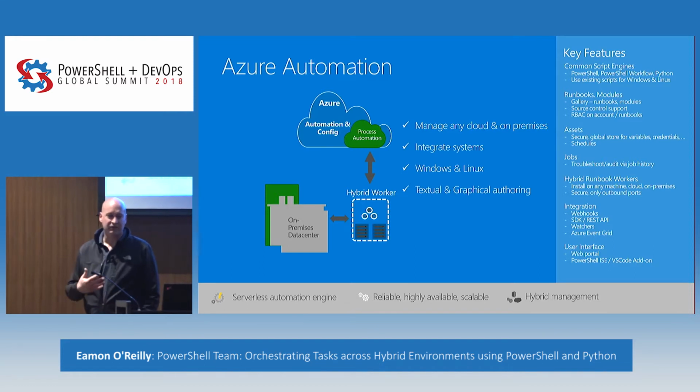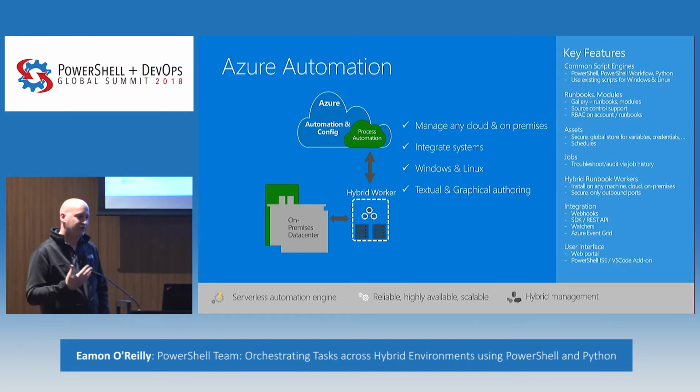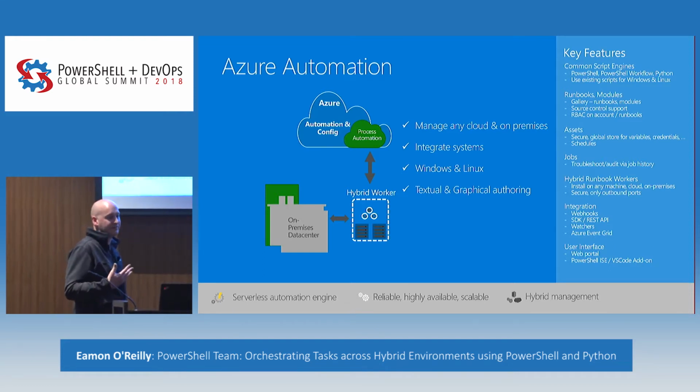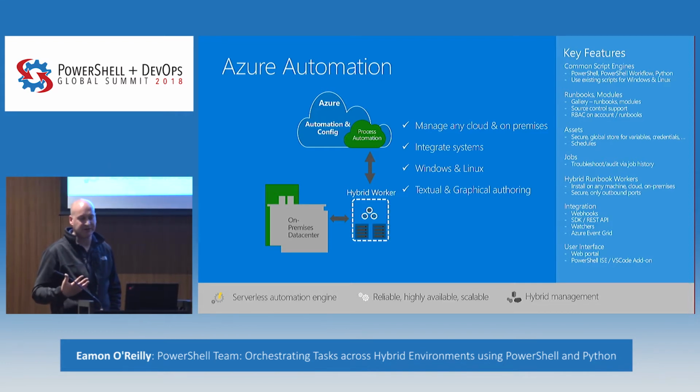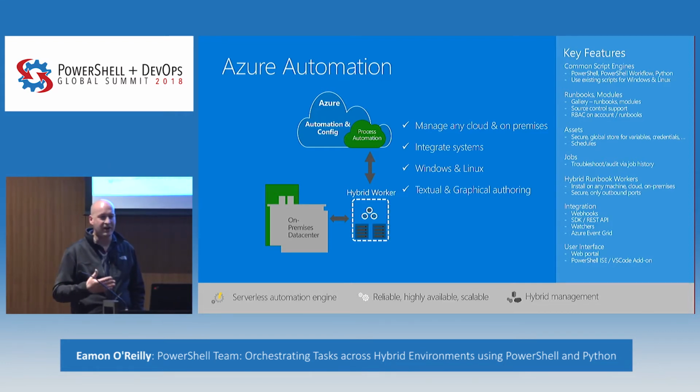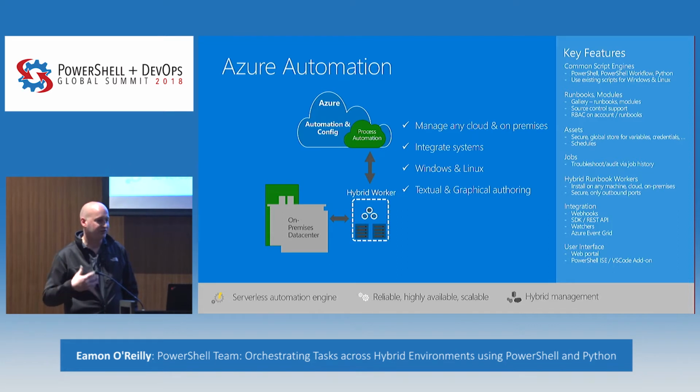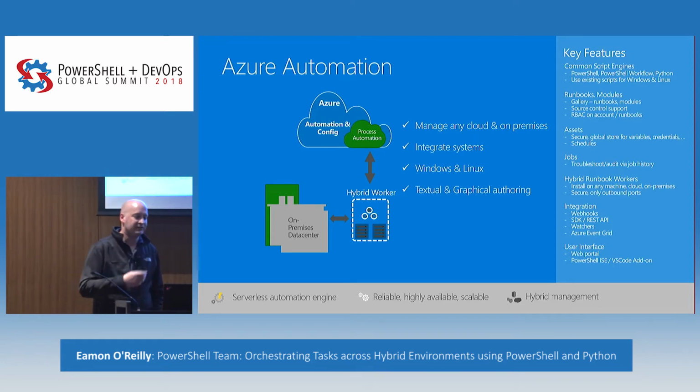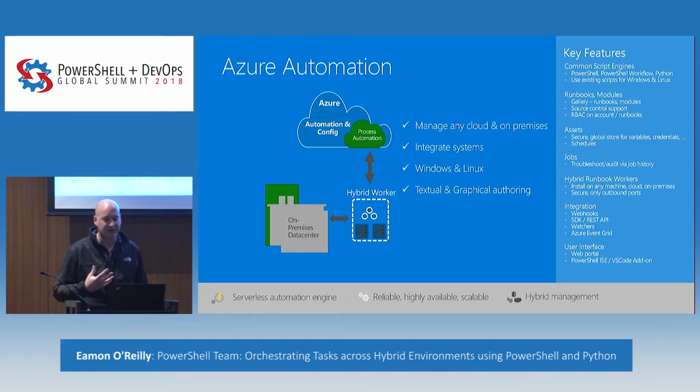And so a lot of the work we did was to make Linux first class in the service as well as languages like Python that people might be familiar with. Obviously, it's great that PowerShell Core now works on Linux as well, so you can also take advantage of PowerShell Core as you go forward if you need to run it in a Linux environment. And so those were some of the core capabilities.